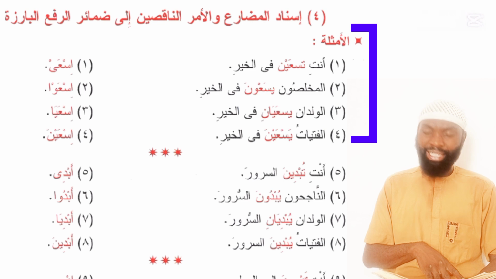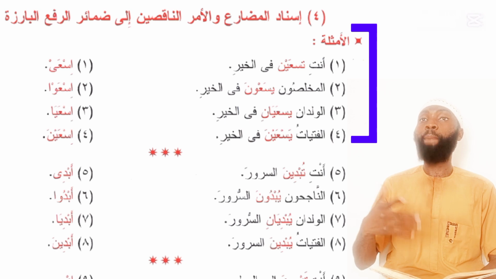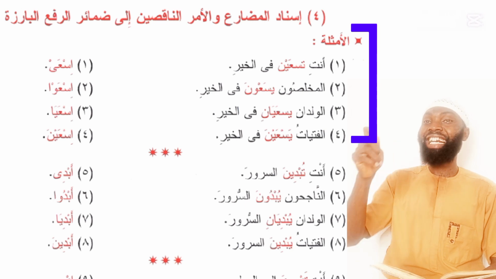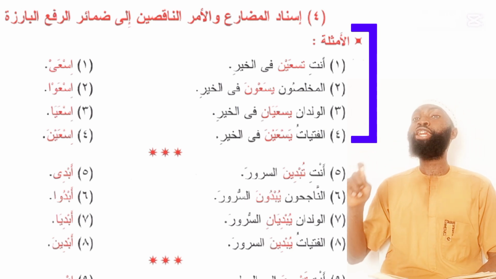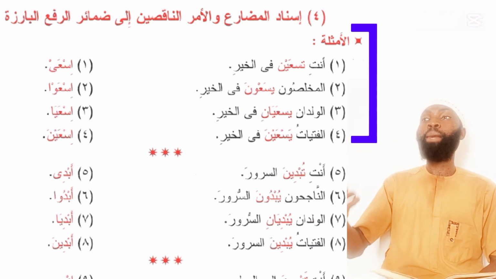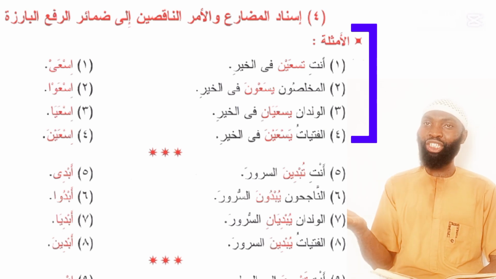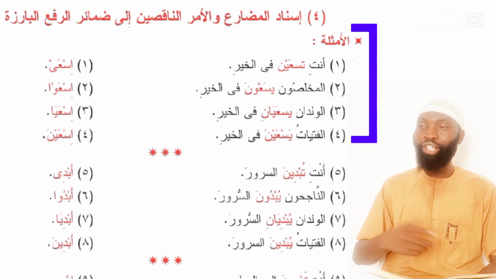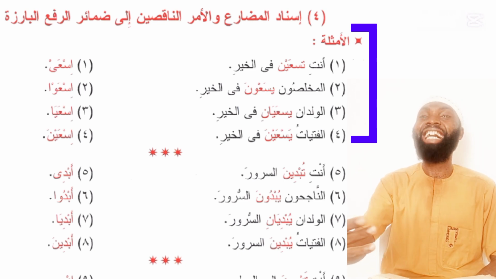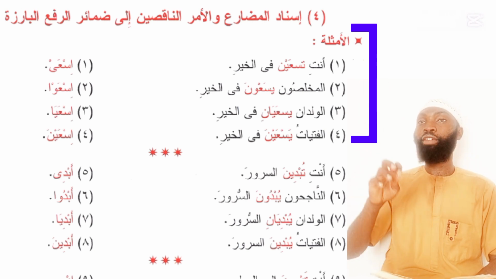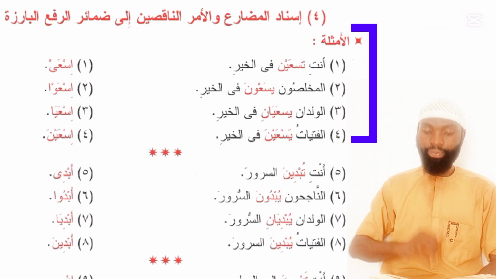Number 4, we have al-fatayatu yas'ayna fil khayri. The girls are putting effort in good. So yas'ayna. If it was a normal verb like yadhabu, it would be yadhabna. Now it's yas'ayna, the same formation. The females are putting effort. So to command them now, you simply say is'ayna. Good. Put effort, you females. So this verb we have here is for the word sa'a, which ends with alif.